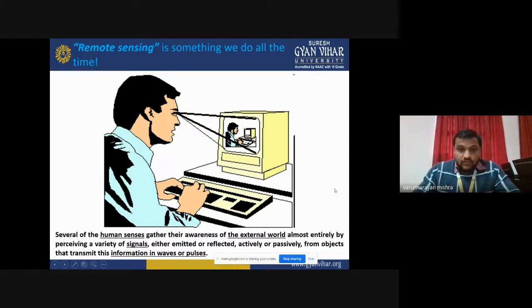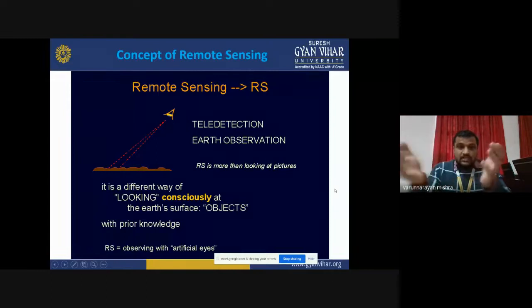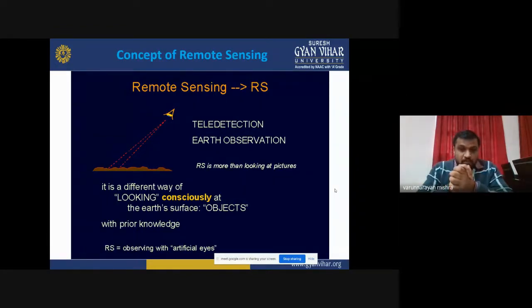Now moving to the next slide. Remote sensing is well known to all of you. Remote sensing is a kind of earth observation technology. When we talk about the remote sensing process, it can also be considered teledetection, meaning we observe earth surface features without any physical contact.